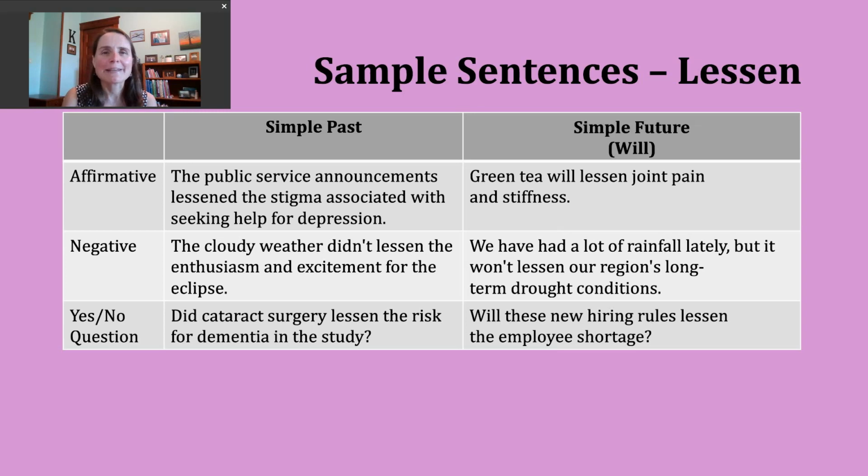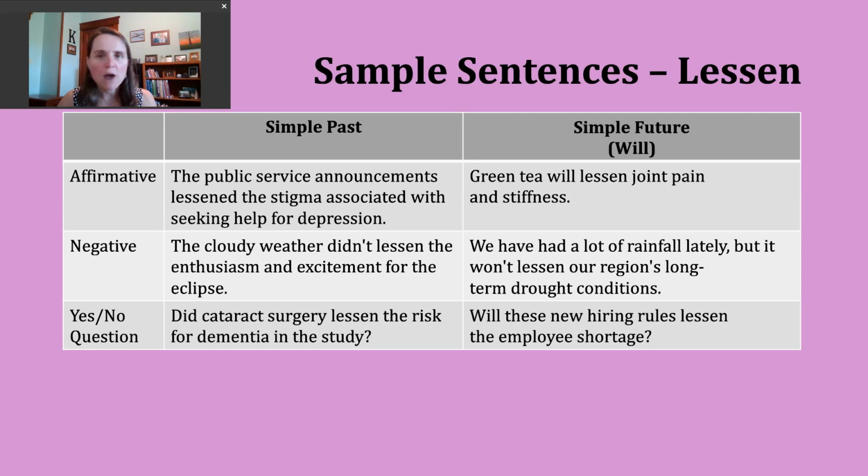Now let's talk about negative simple future sentences. To do this, we start with our subject, right? We're going to use will not, and then the base verb. Okay. Now, something that gets a little confusing for people is we can combine will not into the contraction, and that contraction is spelled W-O-N apostrophe T. It's pronounced with a long O sound, won't, won't. So you'll see that in my example sentence. We've had a lot of rainfall lately, but it won't lessen our region's long-term drought conditions.